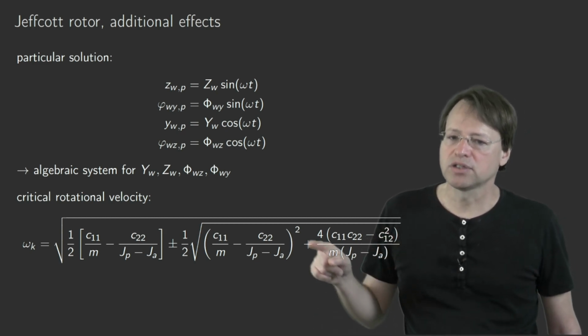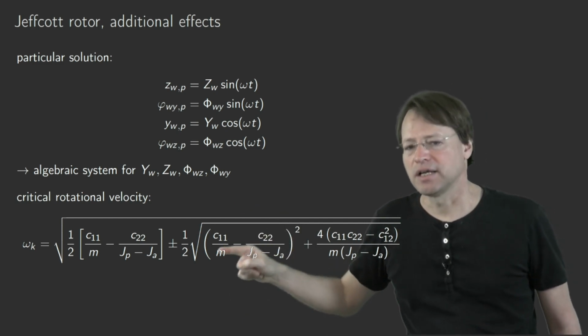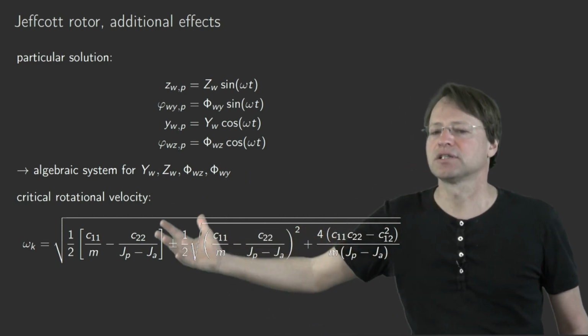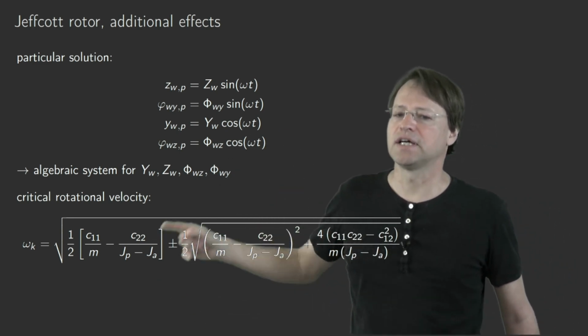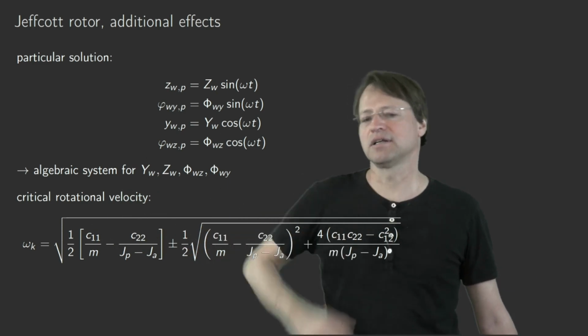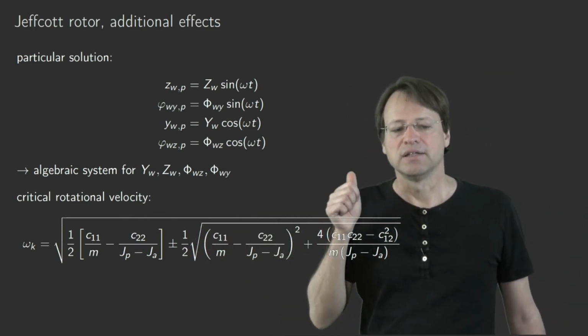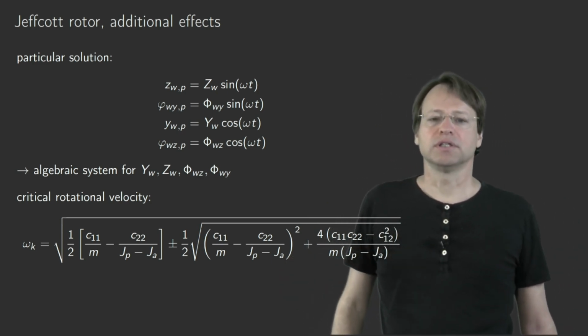If the sign of this term is positive, then you add something up to this term. So the whole second term with its negative sign will be larger than the first term, and due to the negative sign will lead to a negative radicand, and that negative radicand of course will not lead to a real valued omega k. So then in this case there is just one critical rotational velocity.